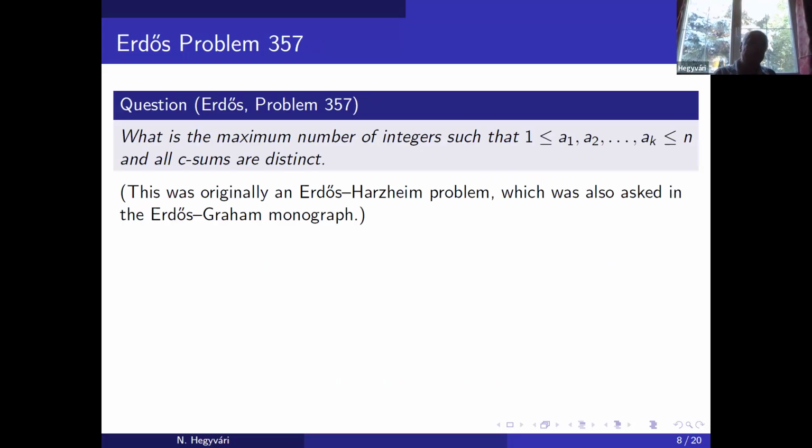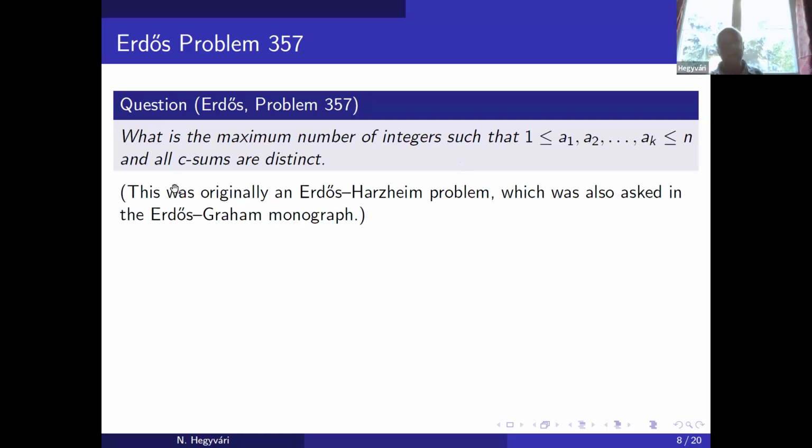Bloom collection, it is 357. The question says: what is the maximum number of integers, if we have k many elements between 1 and n, such that all consecutive sums are distinct. I should say here that they are different, but not in increasing order.